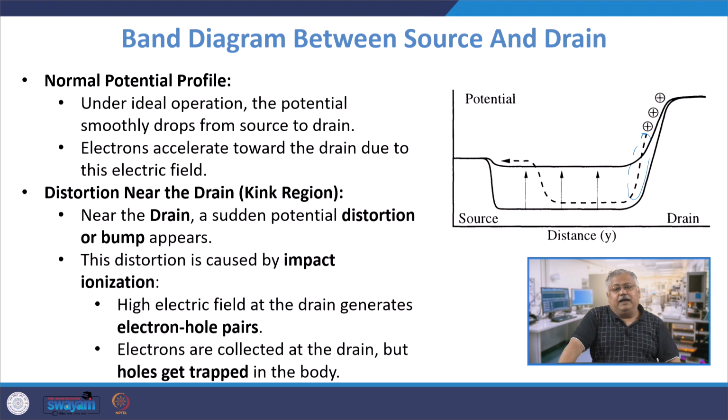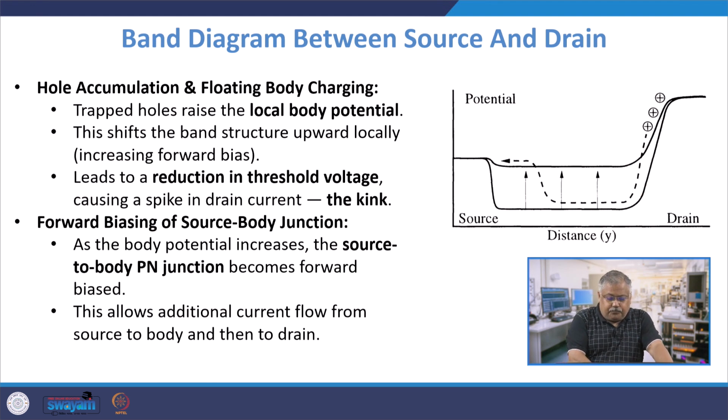Moreover, because of the high electric field at the drain end, the electron hole pairs are generated, and these electrons are collected by the drain and the holes get trapped by the body. The body has got a bias attached to it. This is the band diagram which I wanted to show.